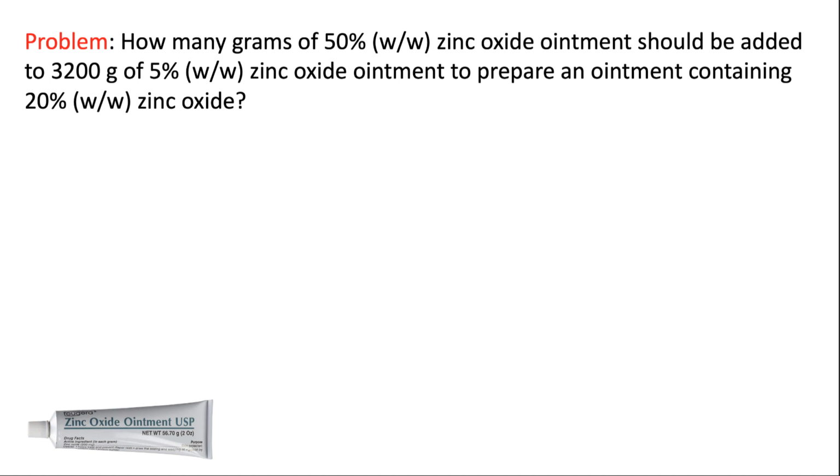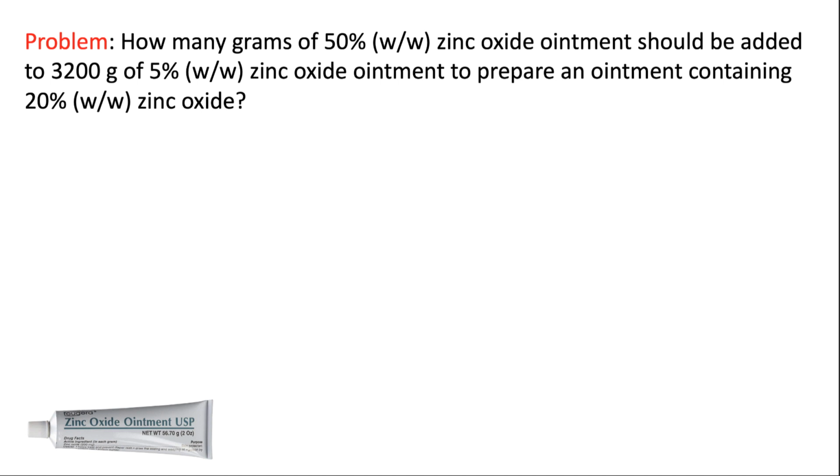First problem says, how many grams of a 50% weight per weight zinc oxide ointment should be added to 3,200 grams of a 5% weight per weight zinc oxide in order to prepare an ointment containing 20% weight per weight zinc oxide? Okay, so essentially we want to know how many grams of a high strength 50% to add to a fixed amount of the low strength. So we have 3,200 grams of 5%. So this is a little new wrinkle we'll get to here in a minute, but 50% plus 5% to make something in the middle, which is 20%.